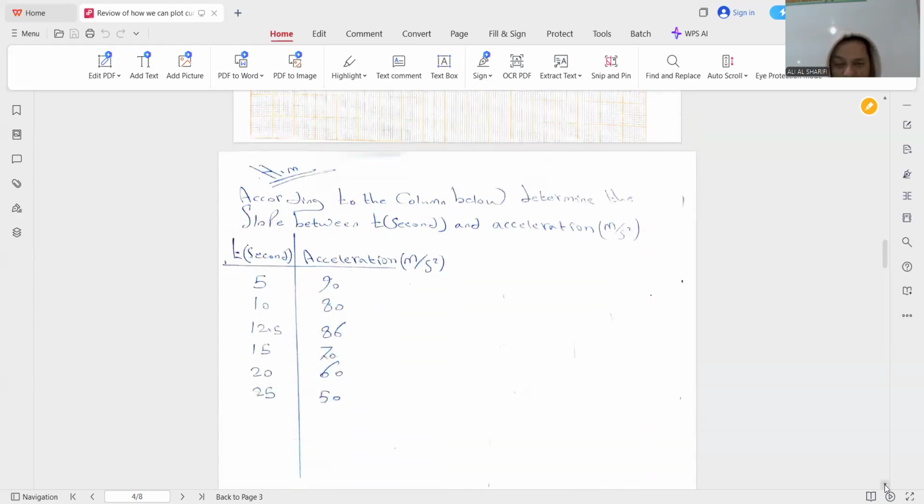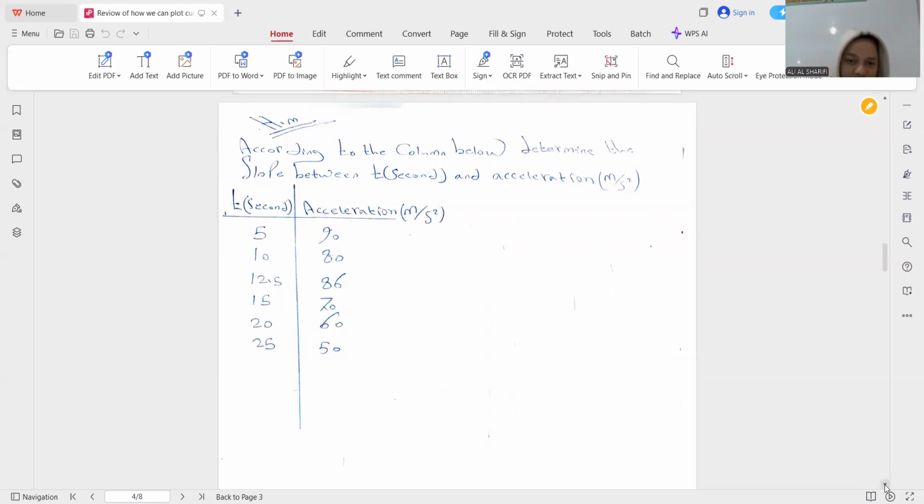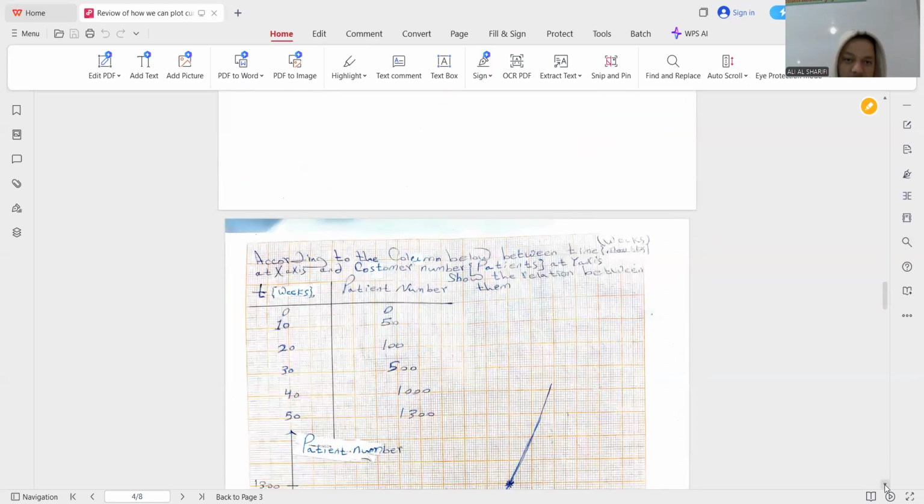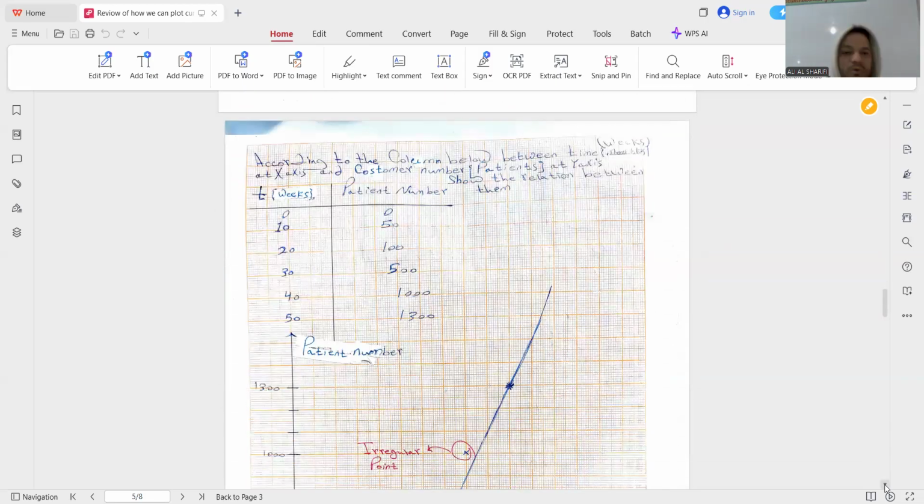Here, it's a homework. These homeworks will help you to increase your experience in how we can plot curves, how we can deal with the column numbers, and how we can divide the right distance at x and y. Another one now, the linearly relation is done.